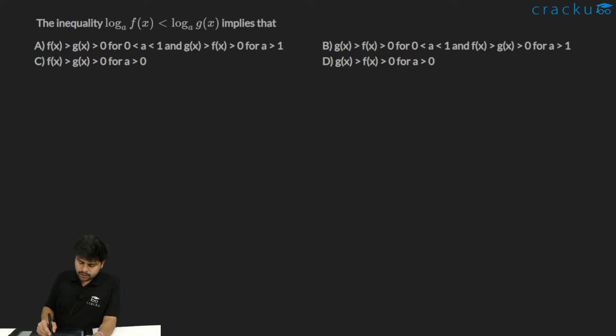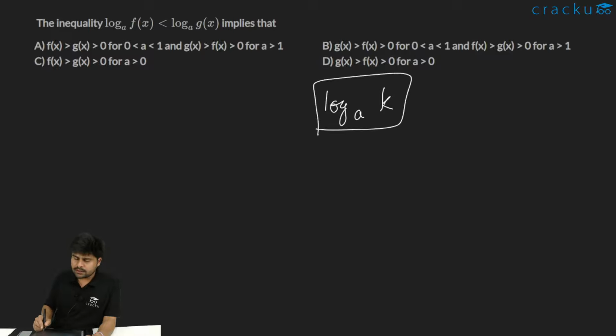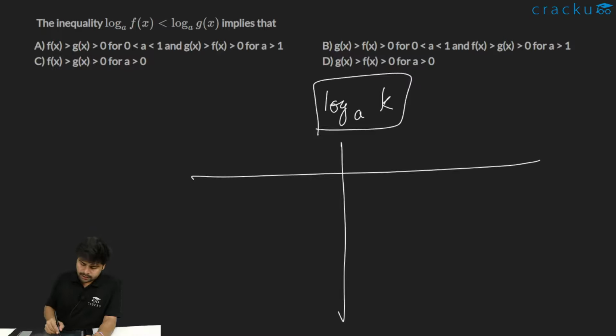So we all know what log A is, right? For any number k, that is the argument is k, the base is a. We already know there is a property that the base has to be greater than 0. The base cannot be equal to 1.